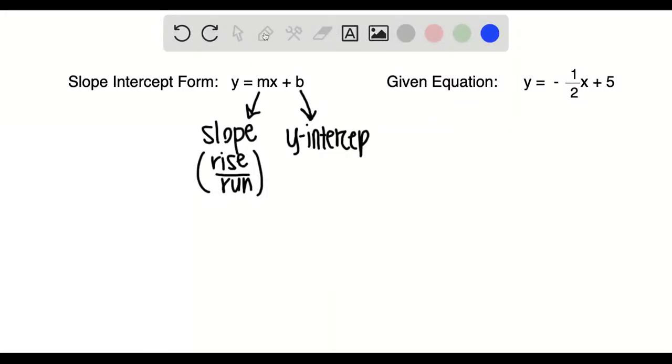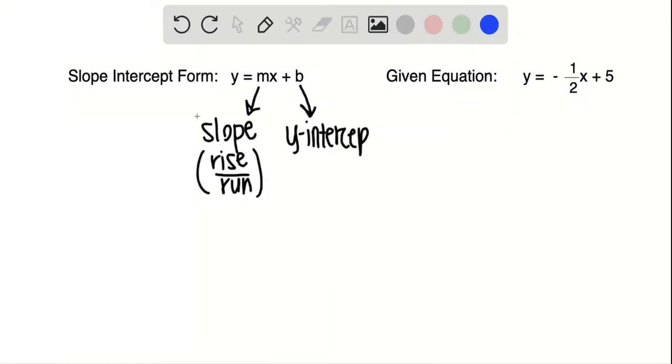In this problem, we will be looking at how to find the slope and the y-intercept of a given equation given on the right. So the given equation we're going to be looking at is y is equal to negative 1/2 x plus 5. Before we get started, we need to know what slope-intercept form is and how to determine what slope and y-intercept are.